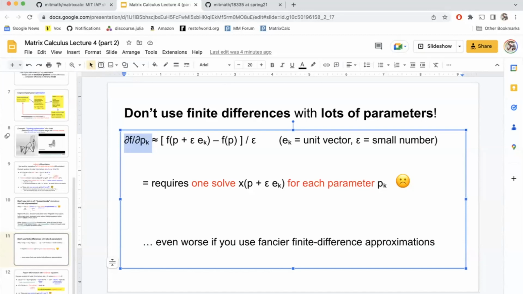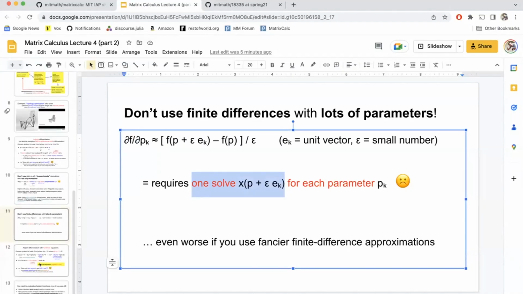Right? But now if you have a million parameters, you need to do this a million times. Each one is a separate solve, right? You're perturbing the parameters one by one, and then you have to solve it one by one. So it's a disaster, right? If you had to use finite differences, you would not be able to do neural networks or topology optimization of chairs or airplane wings or things like that. And you can generalize it in other ways.